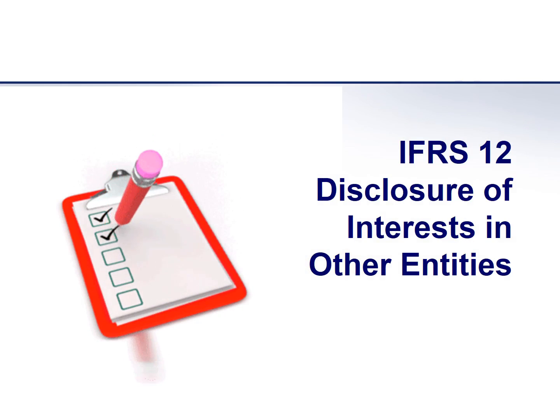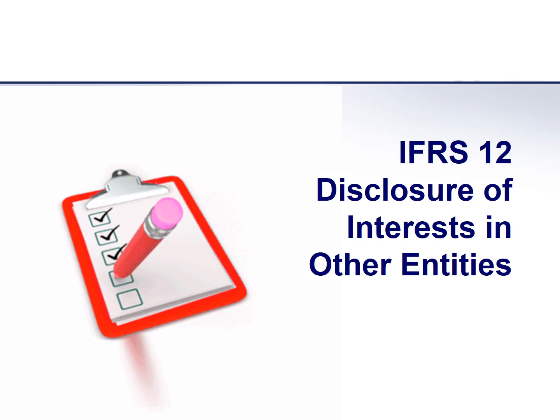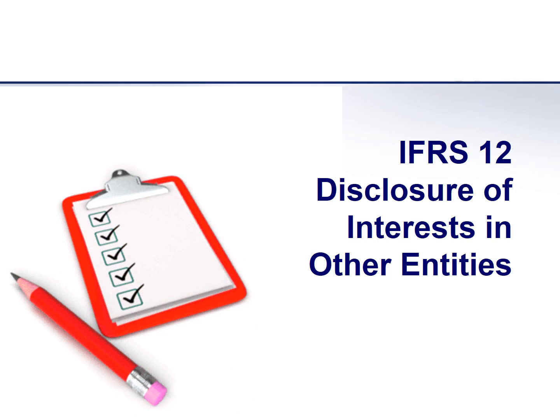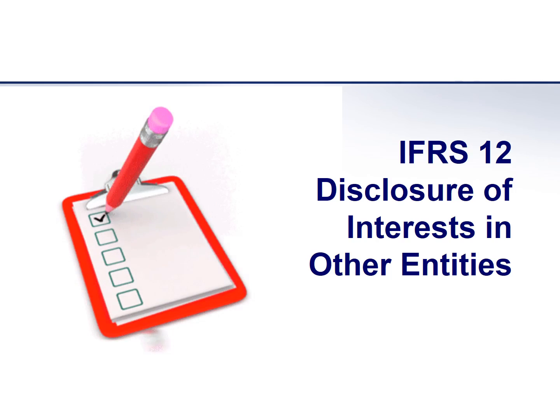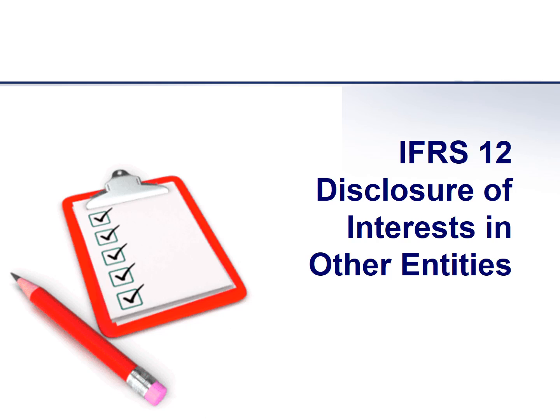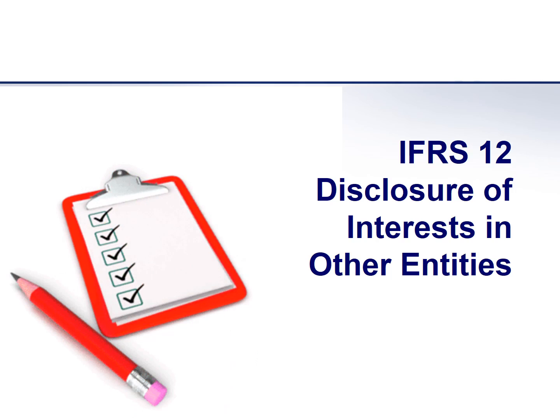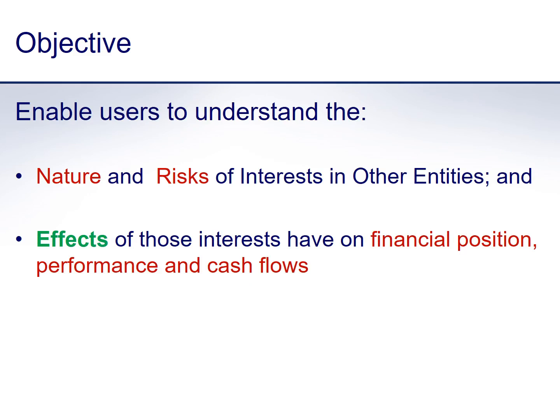Prior to these 5 standards being issued in 2011, each of the earlier versions of the standards had its own disclosure requirements dealing with the particular aspects of that issue. So for example, IAS 27 explained what disclosures were required in terms of consolidated financial statements, and IAS 31 did similarly to interests in joint ventures. IFRS 12 brings all of these together into a single standard. And the objective of IFRS 12 is to enable users to understand the nature and risks of interest in other entities and the effects of those interests on the financial position, financial performance, and cash flows of the investor.